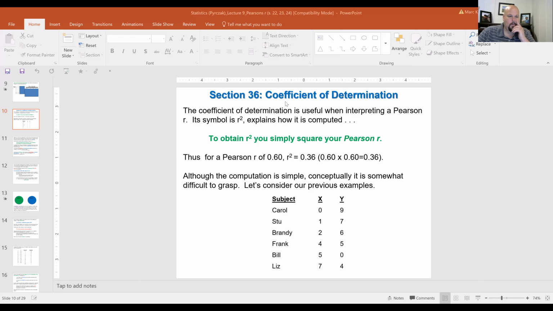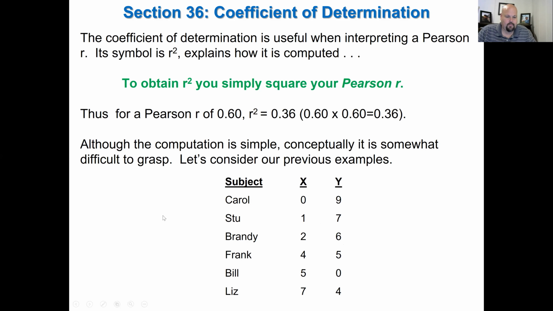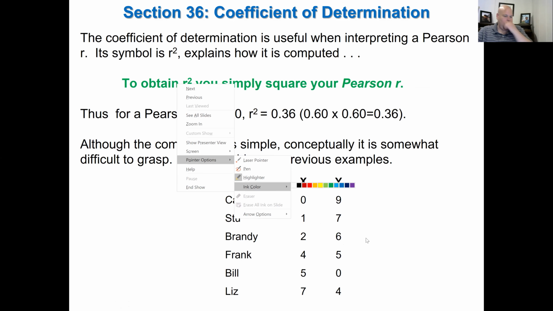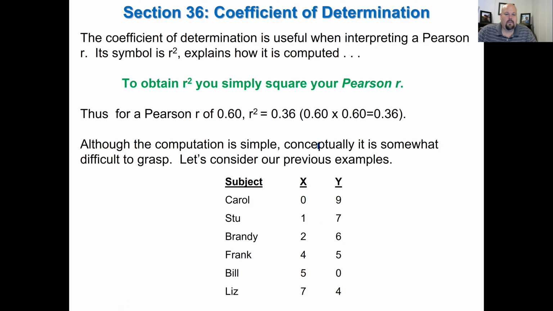All right, so coefficient of determination. You do your calculation of R, and then what? Well, that means you have found a correlation, which demonstrates a relationship between two variables. And how do you interpret that? So what does it mean when you get a correlation? How do you interpret that?